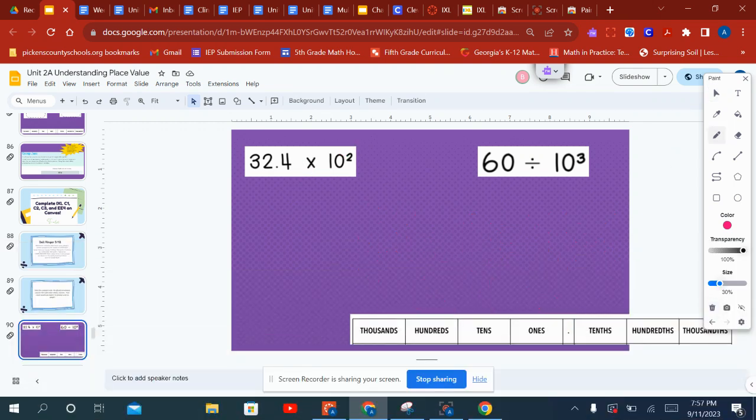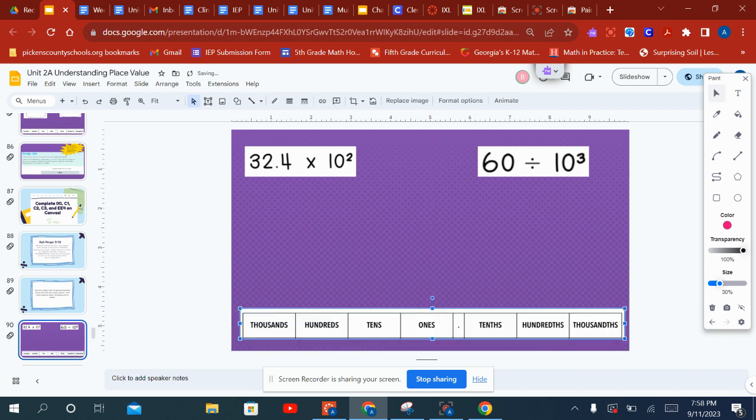All right, guys, let's go ahead and look here. So we have 32 and 4 tenths times 10 to the power of 2. If you remember correctly, 10 to the power of 2 is also 10 times 10, which means 100. So I'm taking 32 and 4 tenths and multiplying it by 100. I'm multiplying, so I want my number to get larger. I'm going to go ahead and put it above my place value flag.